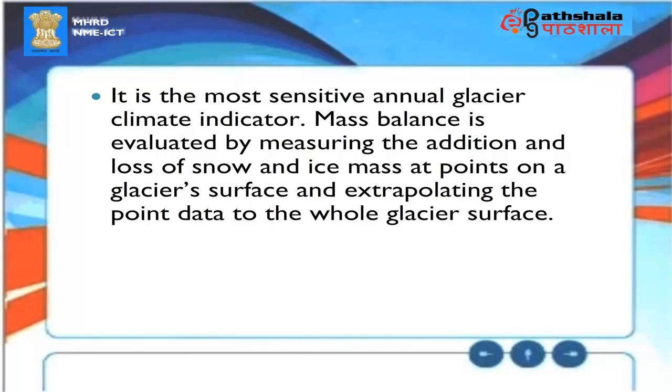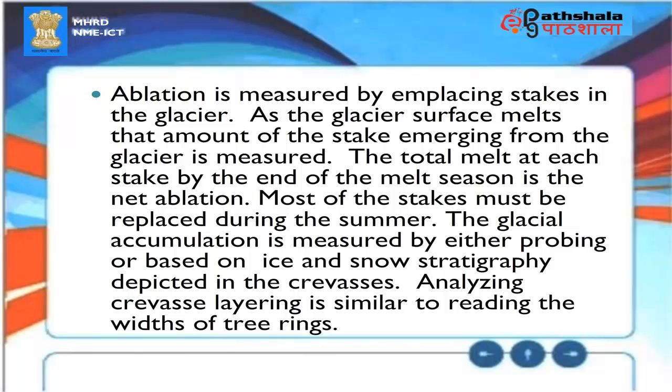Mass balance is evaluated by measuring the addition and loss of snow and ice mass at points on a glacier surface and extrapolating the point data to the whole glacier surface. Ablation is measured by emplacing stakes in the glacier. As the glacier surface melts, the amount of the stake emerging from the glacier is measured.